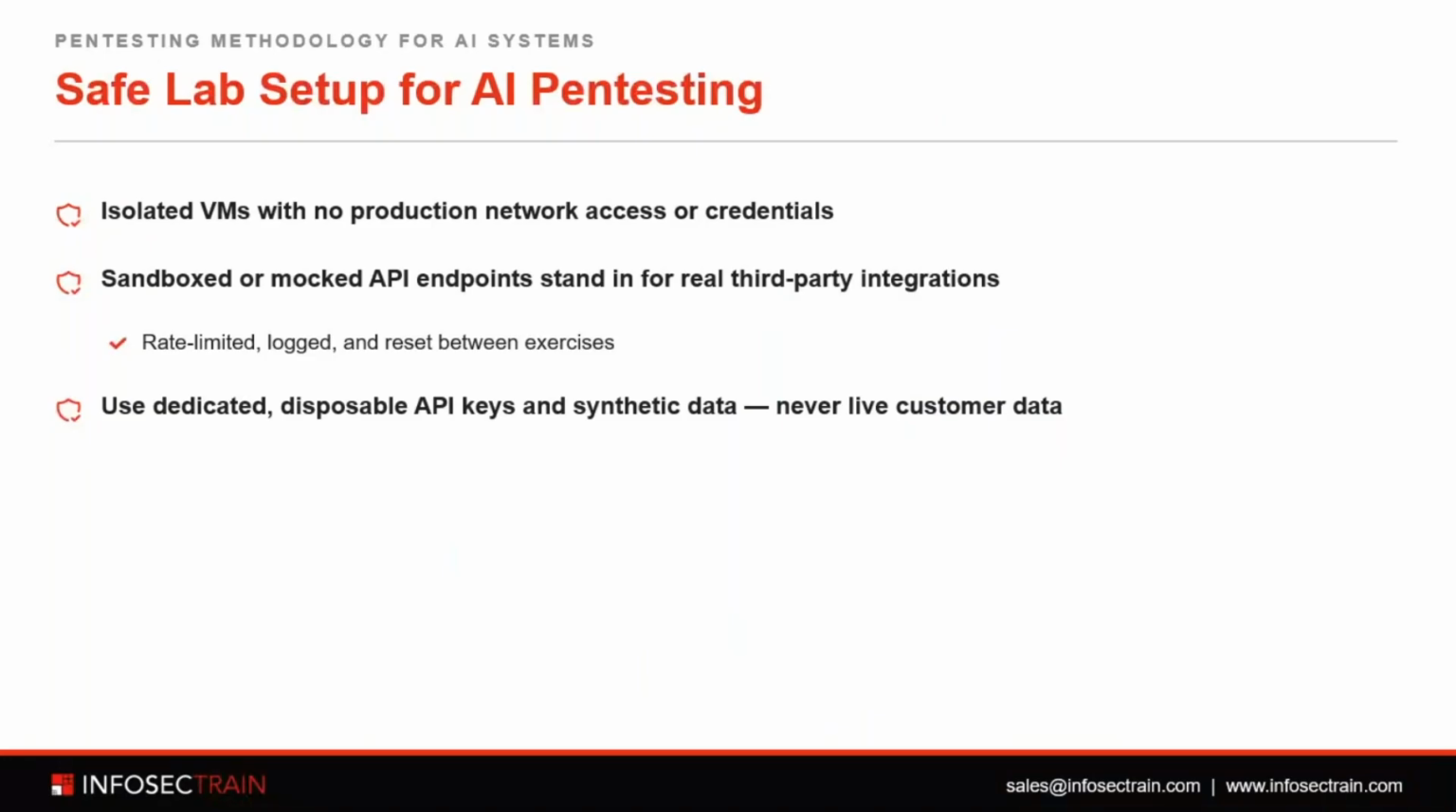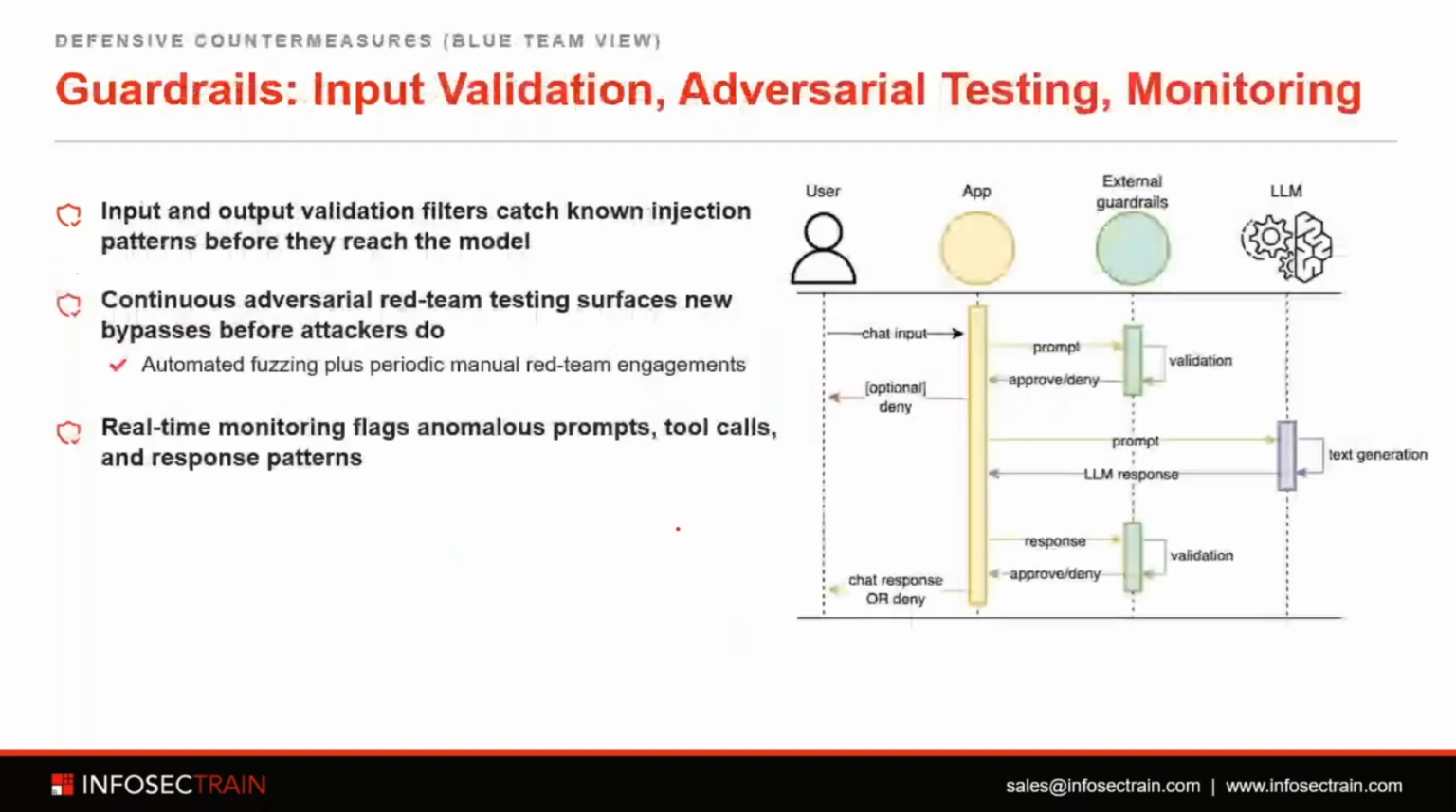One with the name Damn Vulnerable AI. Now if we talk about the security of AI or these LLM models, we have guardrails. Guardrails are basically a type of validation mechanism which do input and output validations to catch known injection patterns before they reach the model, right? So continuous adversarial red team testing surfaces new bypasses before the attackers do, right?